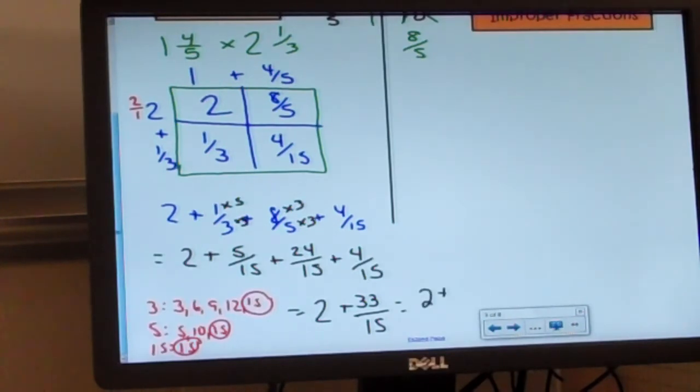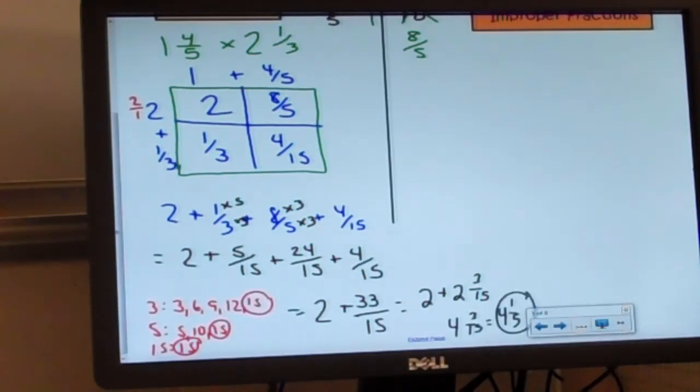So 2 plus what? What is 33/15 equivalent to? Mary? 2 and 3/15, which is equal to 1/5. So this right here would be 4 and 3/15, which is equal to 4 1/5. Perfect. So that is a lot of work, right?